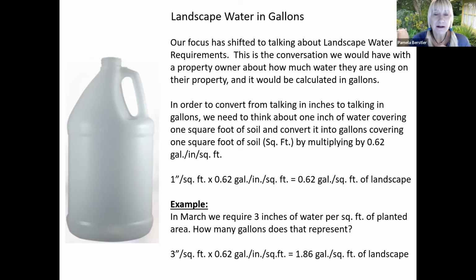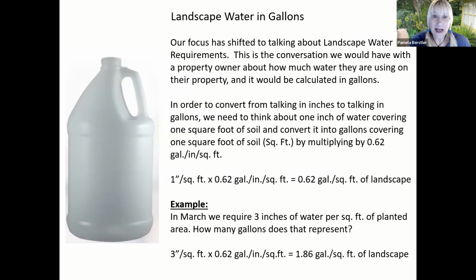And the way that we determine gallons is we multiply the inches per square foot by 0.62 gallons per inch per square foot. So 0.62 is the conversion factor, if you will, to go from inches per square foot to gallons per square foot. And you multiply by 0.62 only when you are trying to figure out an area of land, how much water is being used or needed or captured from this particular area of land.